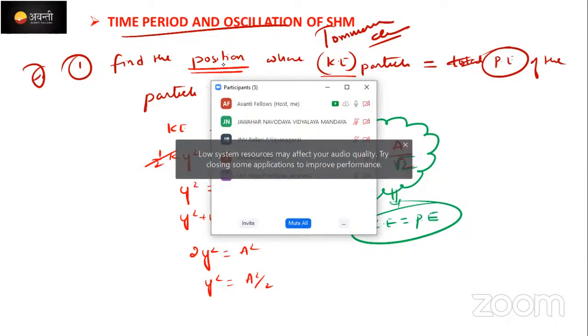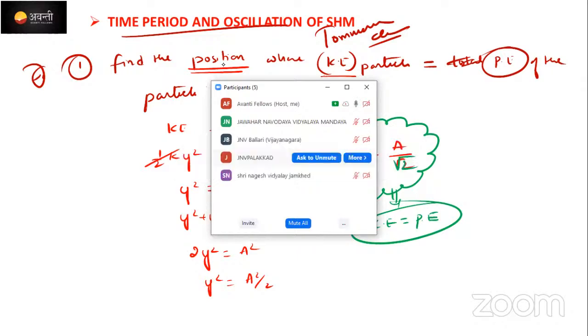Mandya, Bellary, guys. Palakkad, Nagesh Vidyalaya. Okay. Guys, if you have any doubt means please do ask me in the chat box.